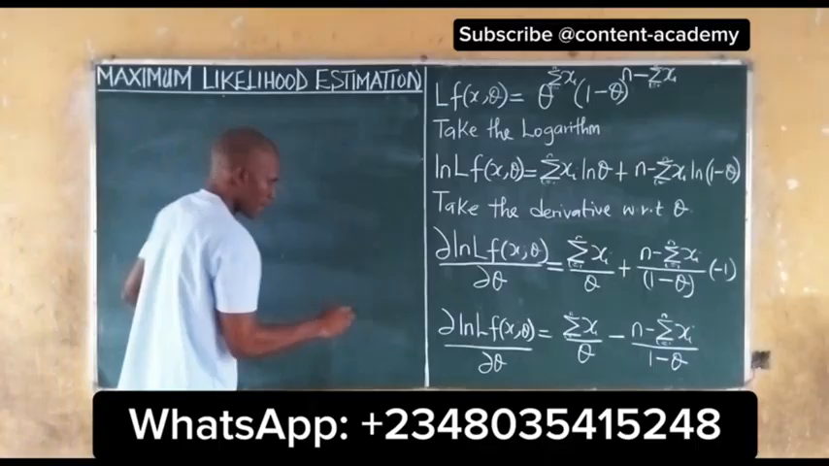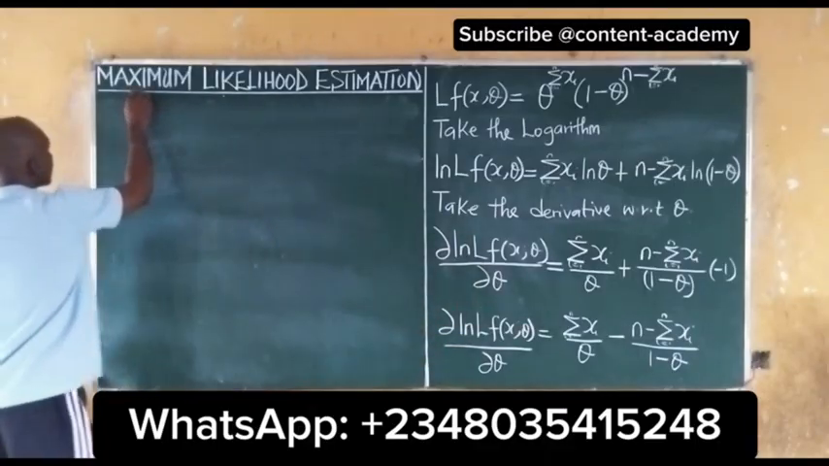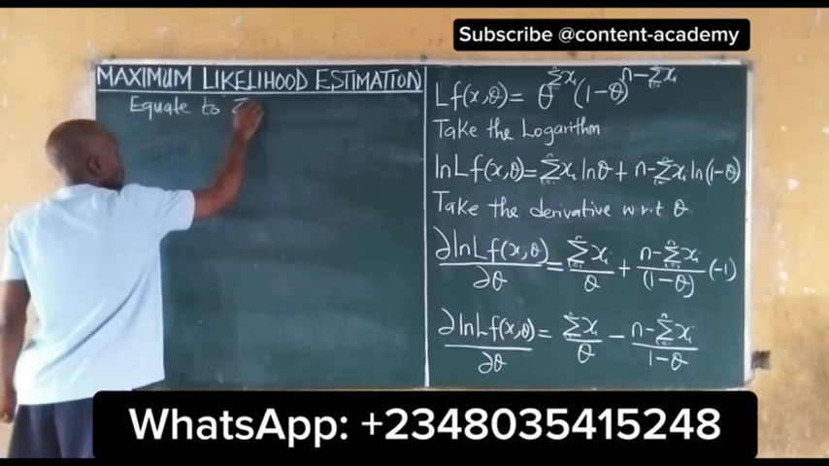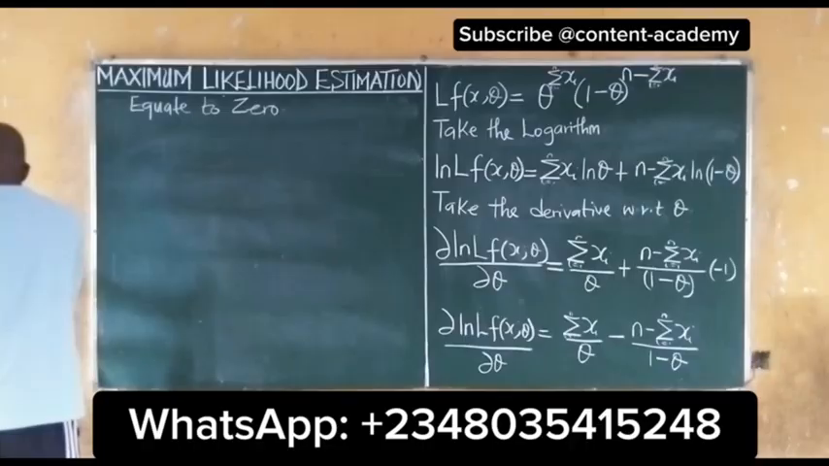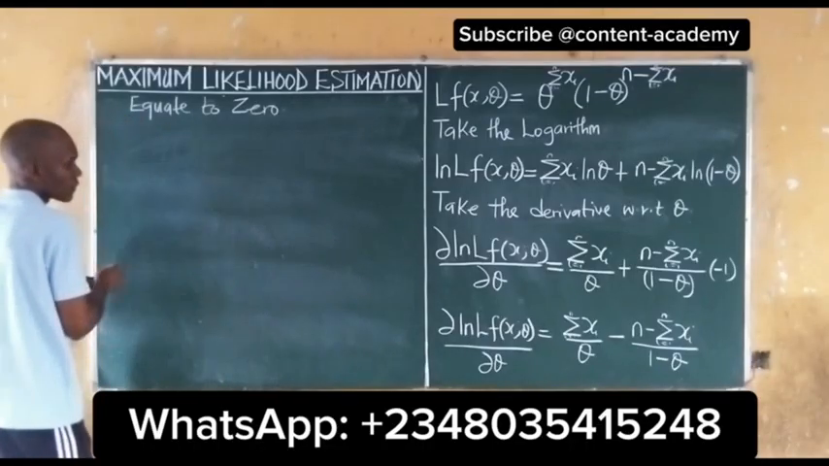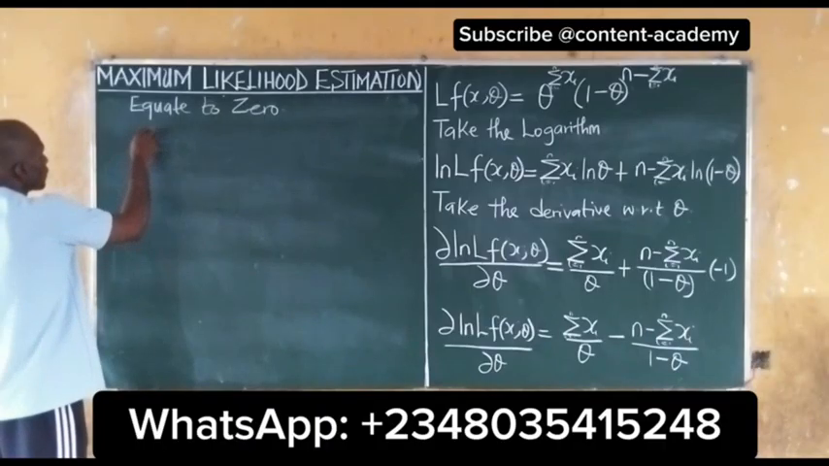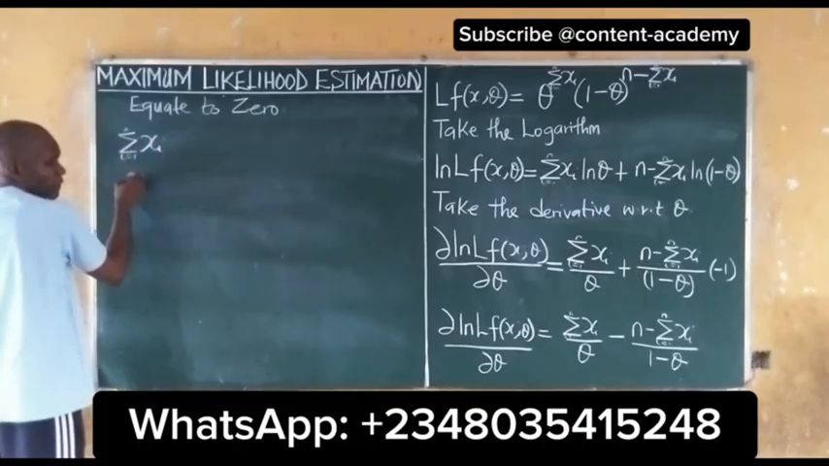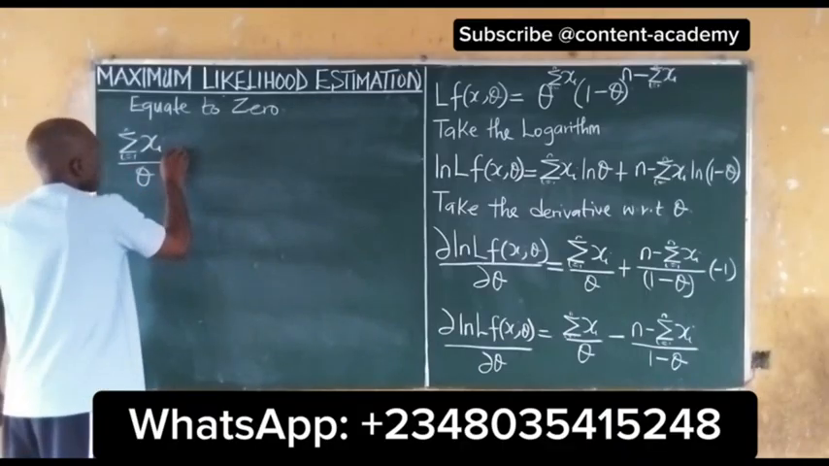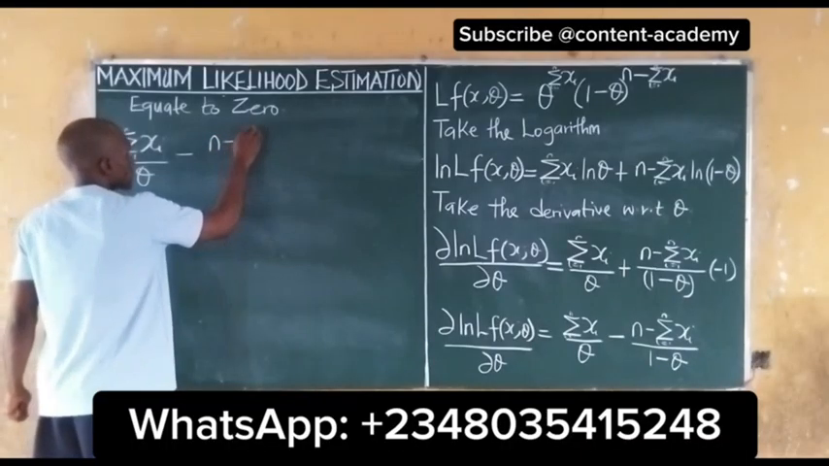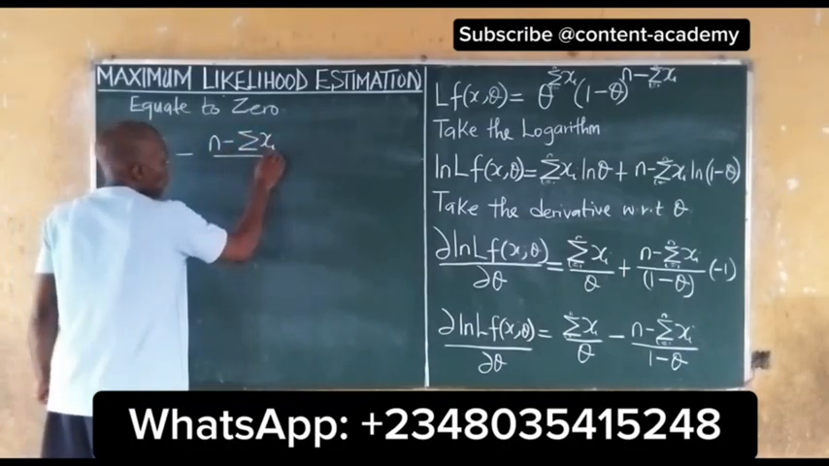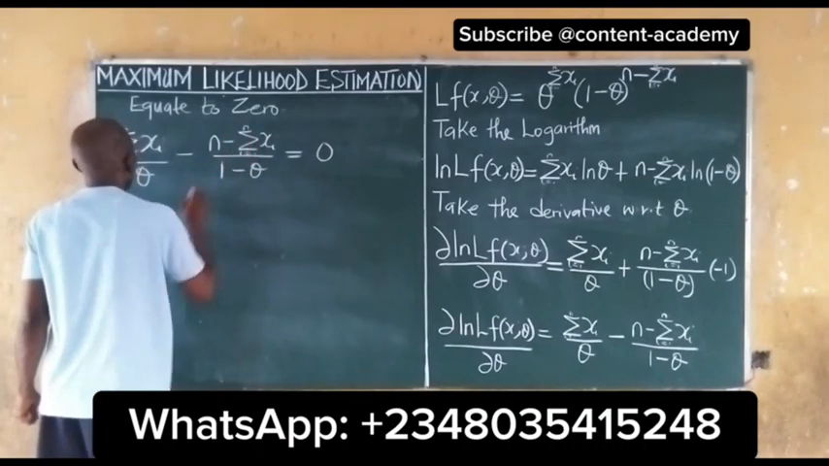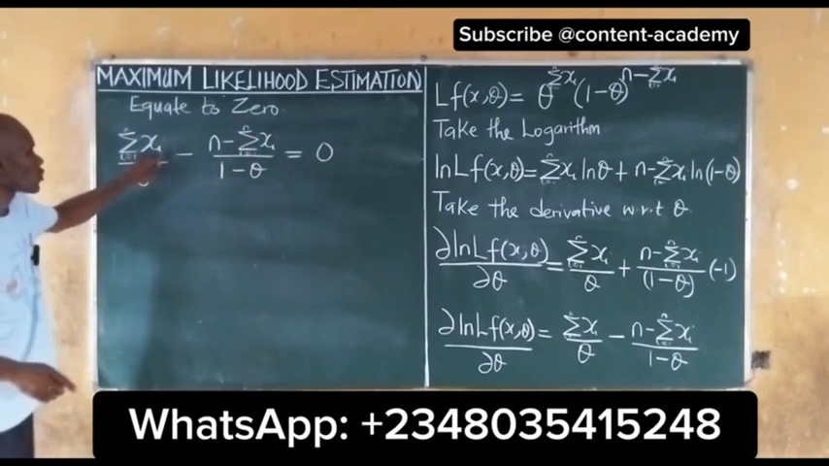So the next thing to do is say equating to 0. So equating to 0, we get summation of xi as i running from 1 to n all over theta minus n minus summation of xi all over 1 minus theta to be equal to 0, as i running from 1 to n. So the next thing to do is to cross multiply.